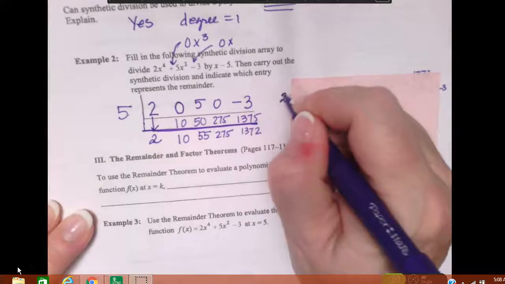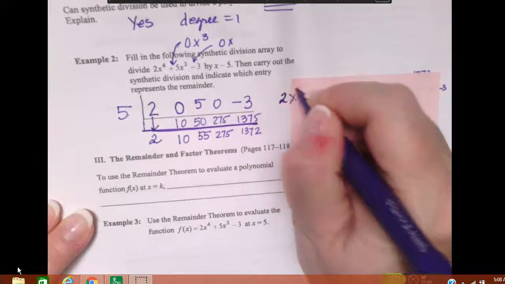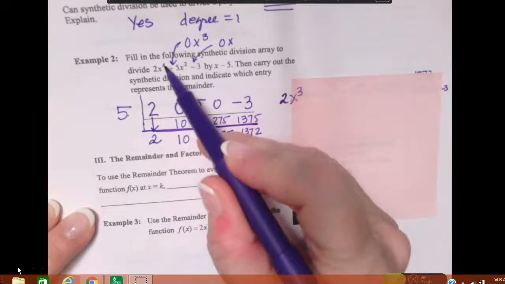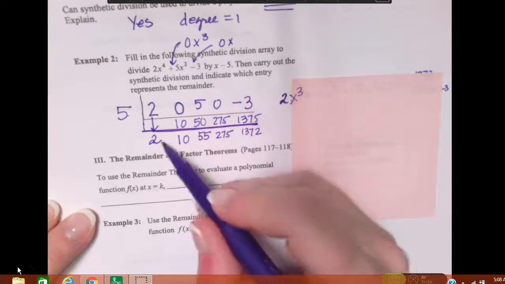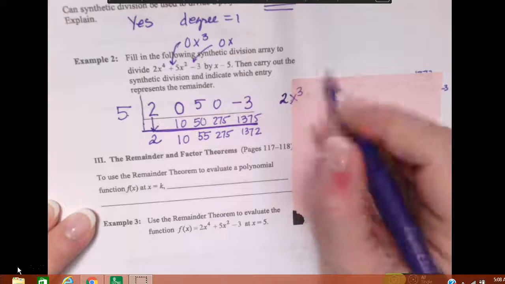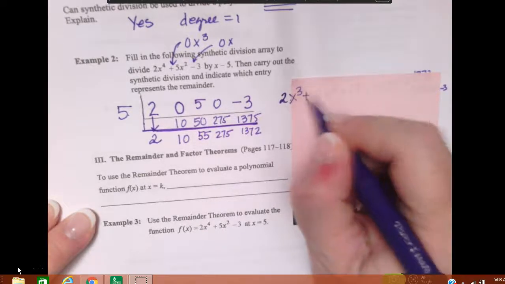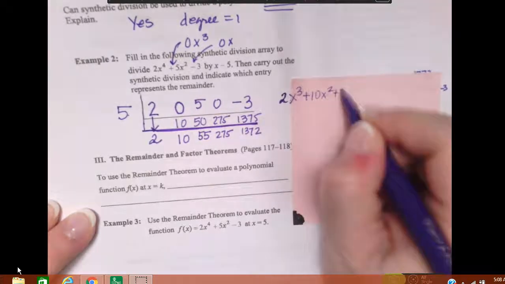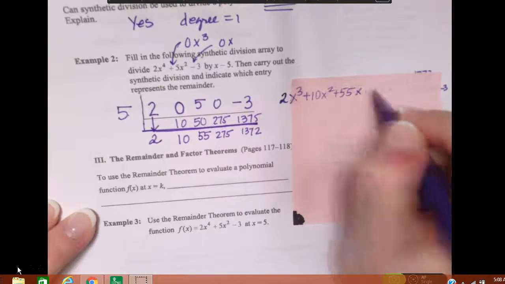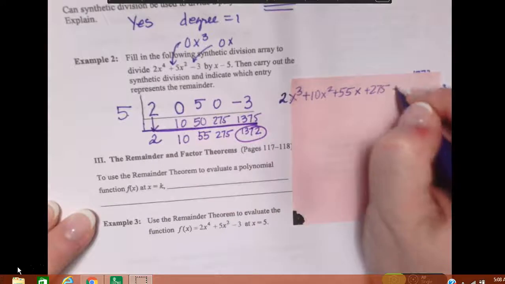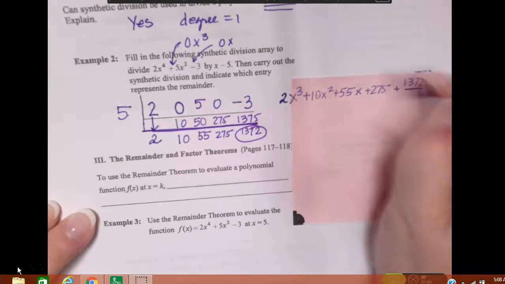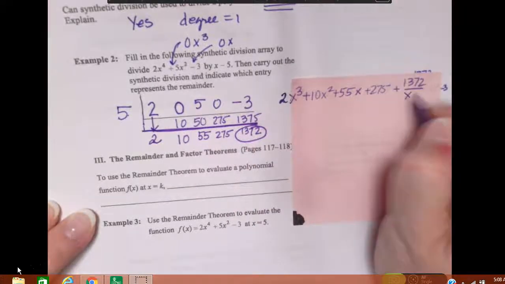Okay, so even though we have a remainder, we can still say our solution to the original division problem is: we drop 1 down from the degree which we started. So this coefficient is now the coefficient of an x cubed, and then plus 10x squared plus 55x plus 275, and then this remainder, plus 1,372 over the original divisor.